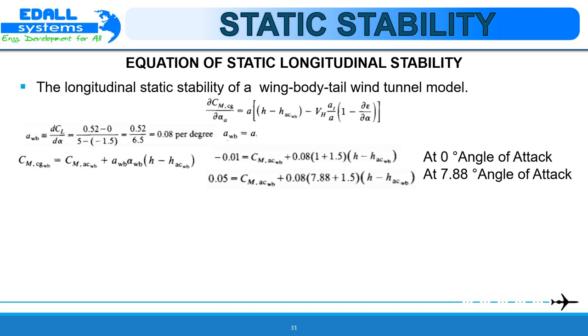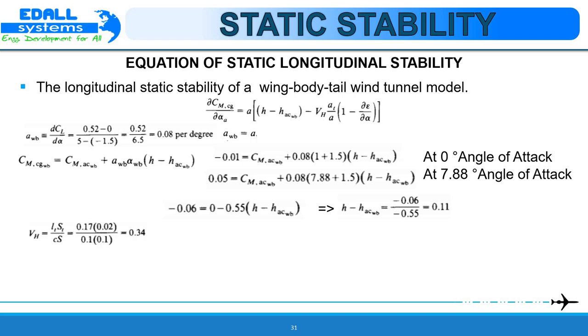The preceding two equations have two unknowns, that is coefficient of moment and the h minus h of ACWB. They can be simultaneously solved and subtracted to get minus 0.06 is equal to 0 minus 0.55 into h minus h ACWB, which gives h minus h ACWB is equal to 0.11. Now to find the tail volume ratio VH, we have lT ST is the volume characteristics of the size and location of the tail, and c S is the volume characteristics of the size of the wing. By substituting the values, we get 0.34.